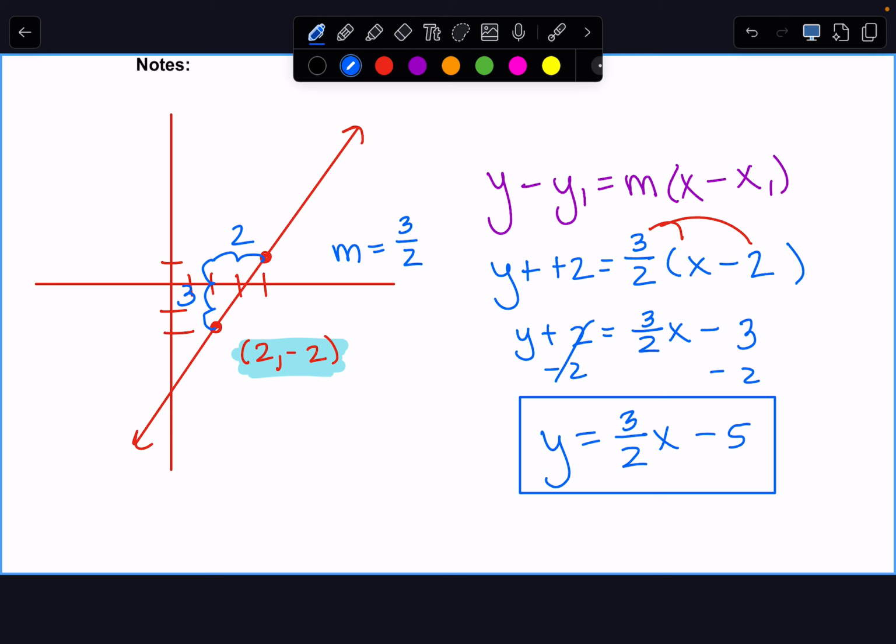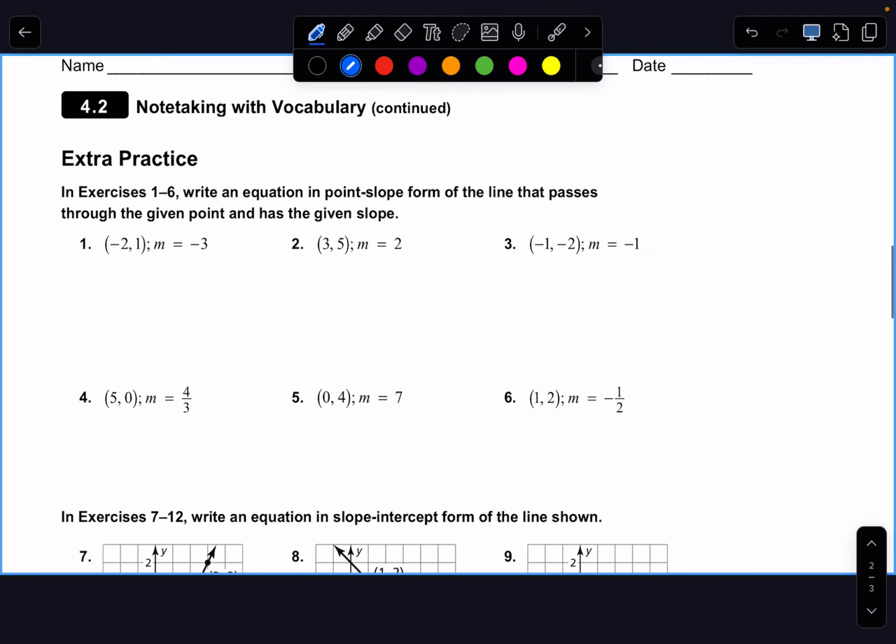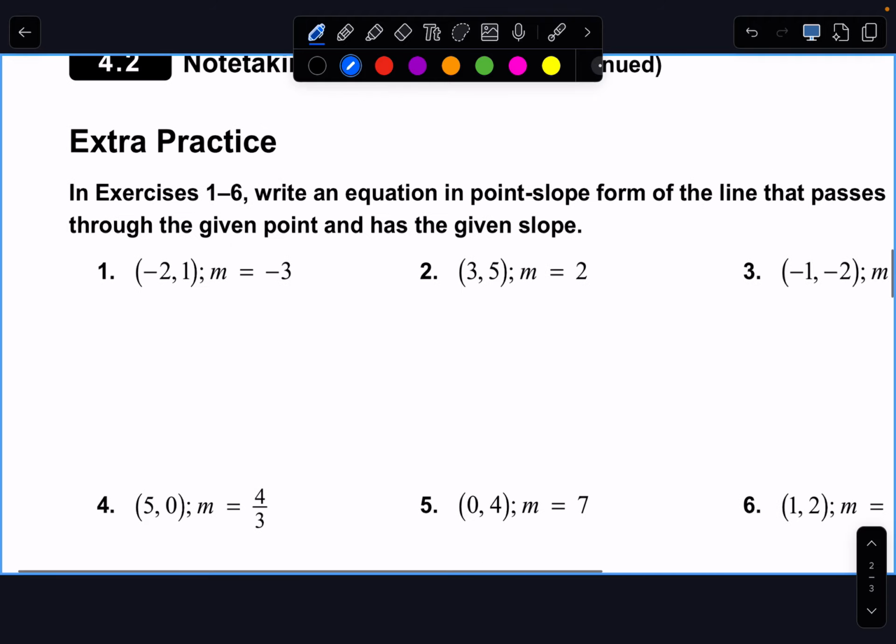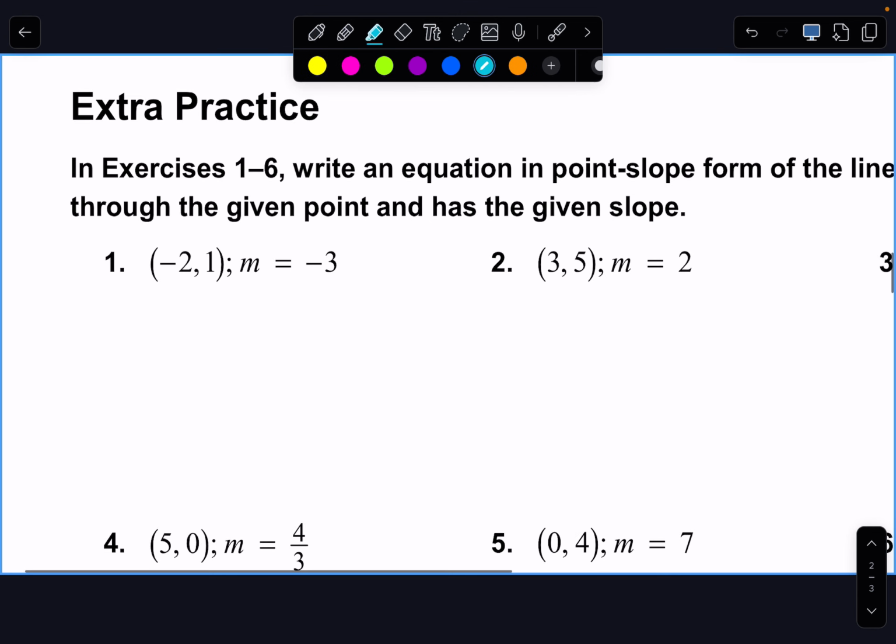Okay, do you have a question? Okay, turn the page. I want you and your elbow partner to work together on number 1.